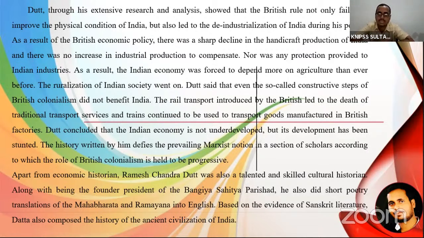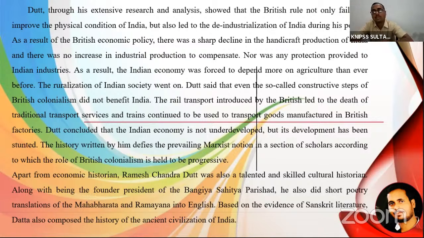Datta concluded that the Indian economy is not underdeveloped, but its development has been stunted by the Britishers' policy. The Indian economy had the potential to develop, because before British rule, it was the leading economy in the world. But due to British rule, the Indian economy went backward, and this was the cause of the policies by which the Britishers stunted the Indian economy.